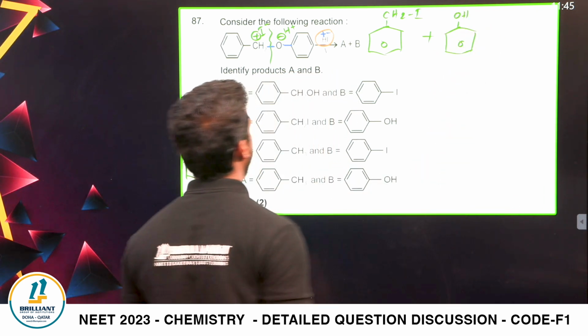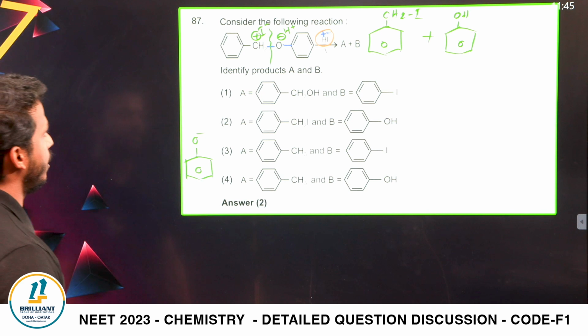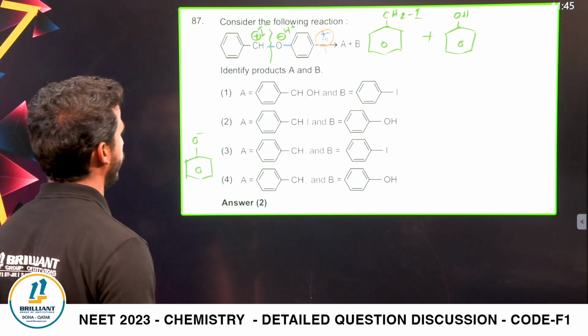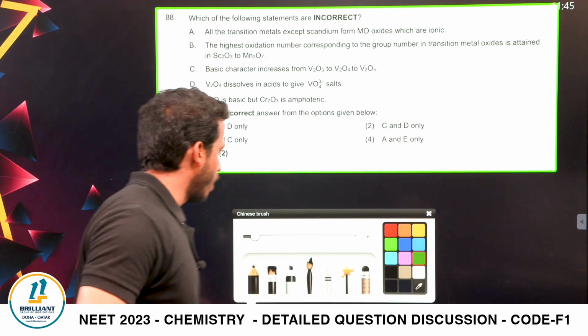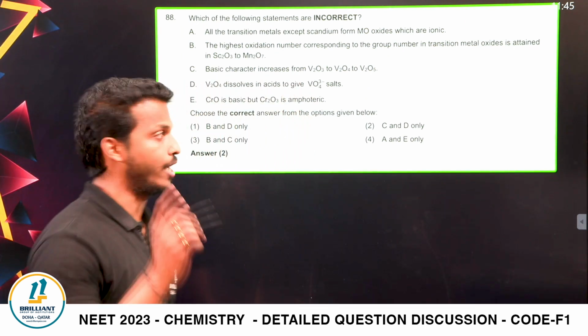What is the product, dear all? Cleavage of the C-O bond in ether. So the answer is which one? CH2I, right. Option number 2. From the chapter which one? Alcohols, phenols and ethers from grade 12.